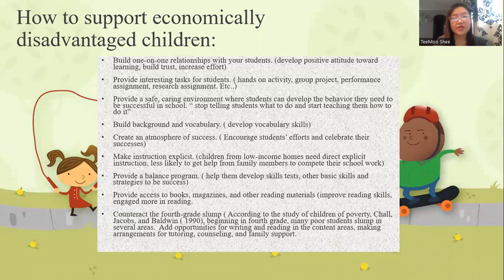The next one is provide a balanced program. For example, it will help them develop skills and other basic strategies to be successful, and provide access to books, magazines, and other reading materials. It will help improve their reading skills and engage them more in reading. And the last one is counteract the fourth-grade slump.